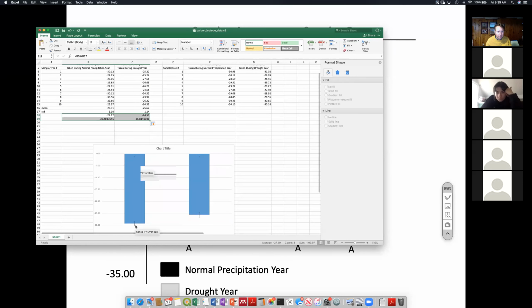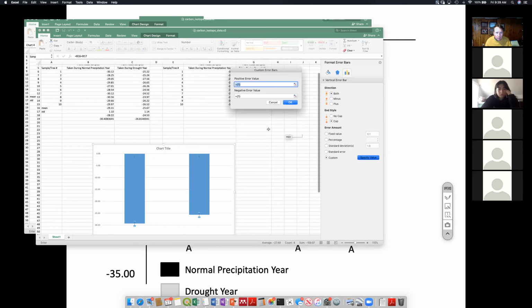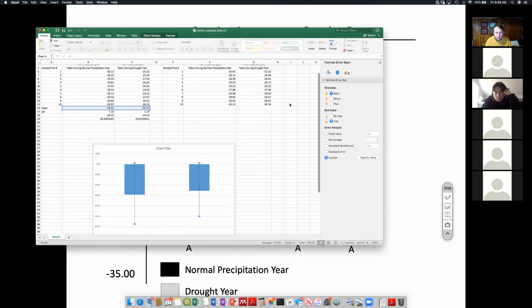Hey, Professor. Should our chart include species B too, or just species A? Yeah, it definitely should have species B. There's a paper, download Zhang 1997, and it has an example of exactly what we want. So positive error value, negative error value. Let's see what this does. No, that's not doing it right.